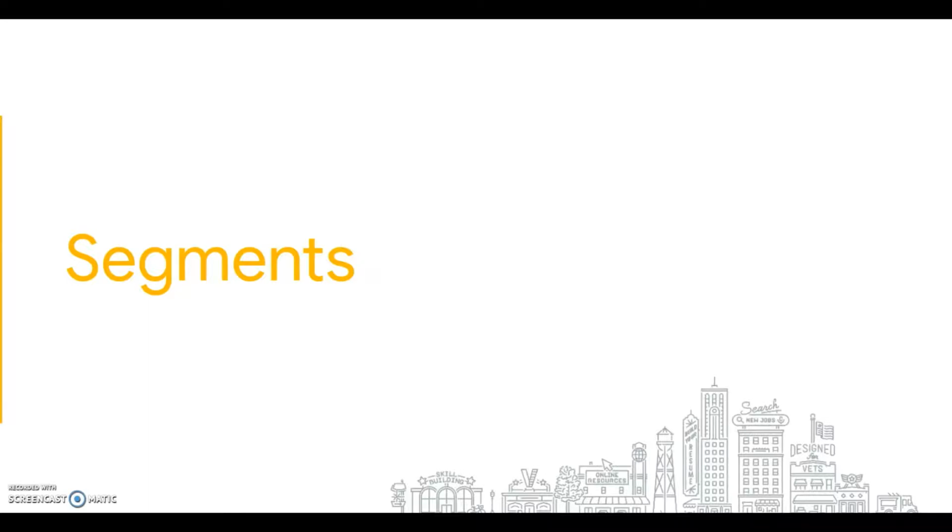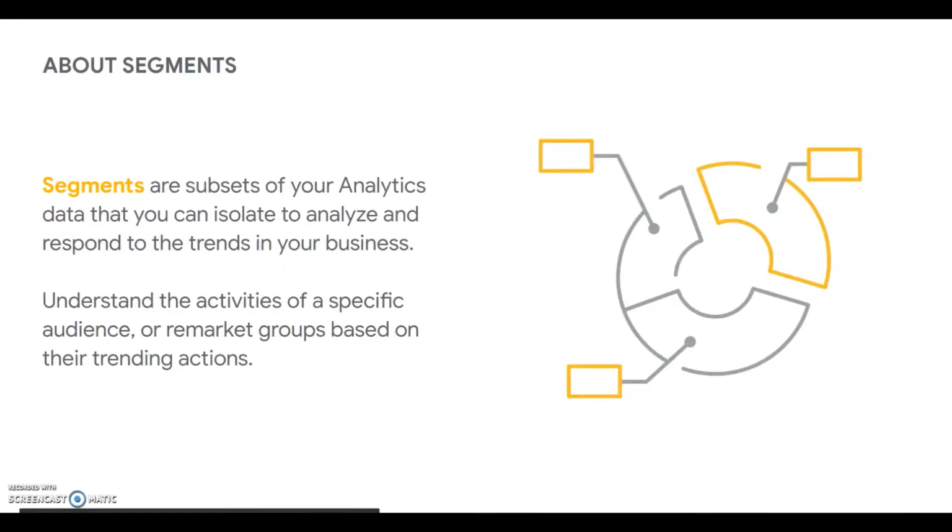Dimensions helps you to better understand your data by diving deeper, but now we'll discuss segments. Segments help you to analyze and understand the trends of your business by setting up subsets of your data in Google Analytics. Segments are subsets of your analytics data that you can isolate to analyze and respond to the trends in your business. For example, let's say you own a merchandise business with an online store. Of all your site visitors, one segment might be users from a particular country or city. Another segment may include users who only purchase t-shirts.